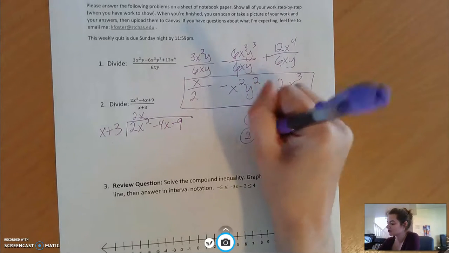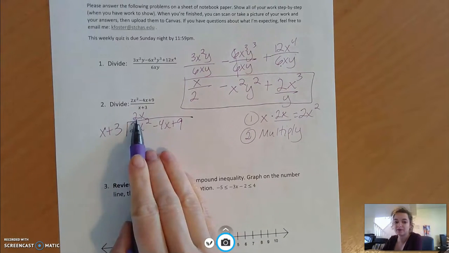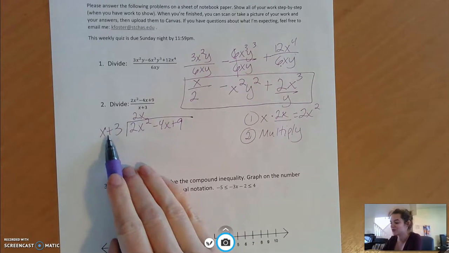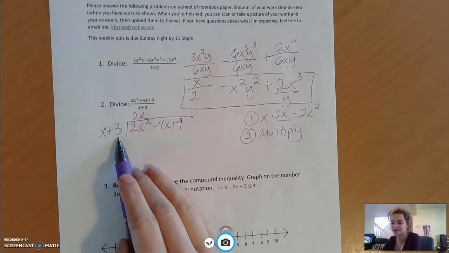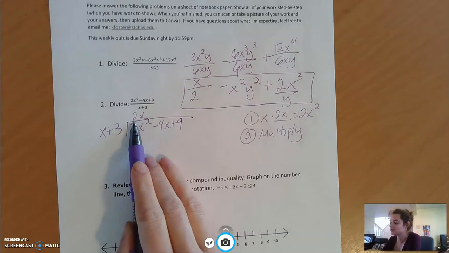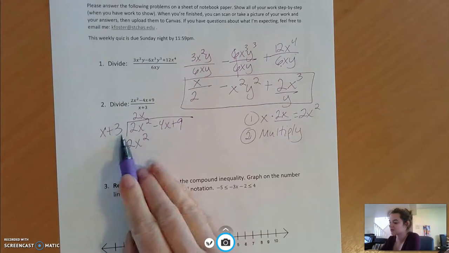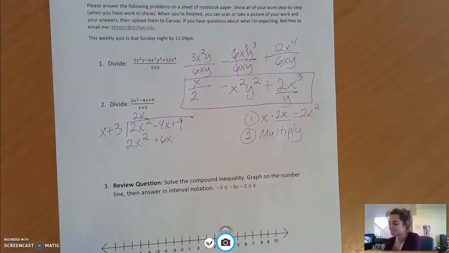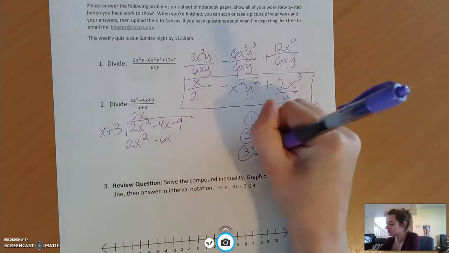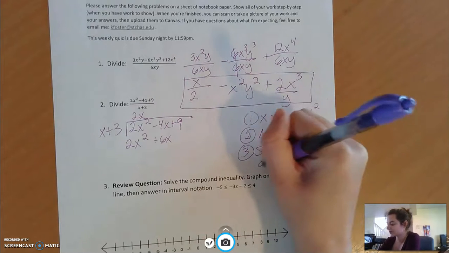The next thing we're going to do is multiply. And you'll multiply by the entire thing. So in case you were concerned about us not using the plus 3 before, we are now. We're going to continue using it. So 2x multiplied by x plus 3 would be 2x times x, 2x squared. 2x times 3 would be a positive 6x. Okay? The last thing that we're going to do is subtract. And bring down our other terms.